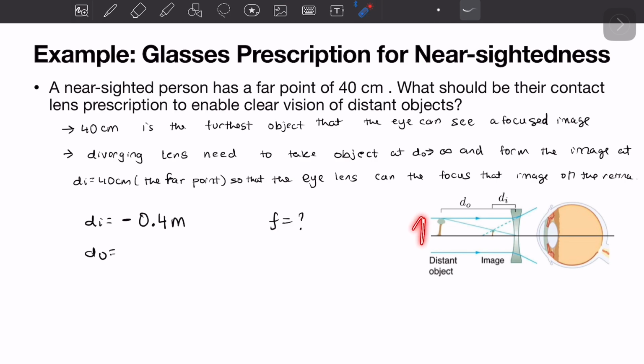Where does the object need to be placed? Well, keep in mind, we want to be able to see distant objects. Basically, object distance going out to infinity. So we want to be able to see objects that are infinitely far away.